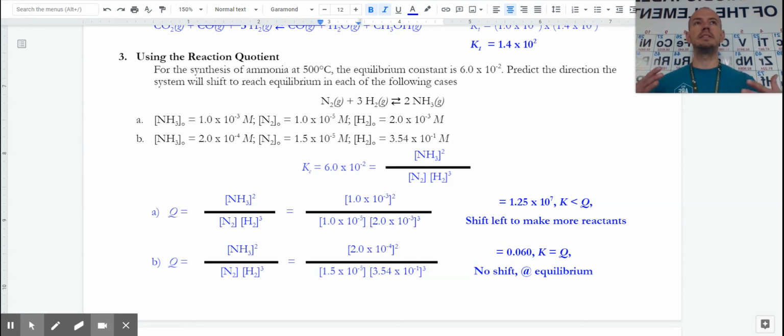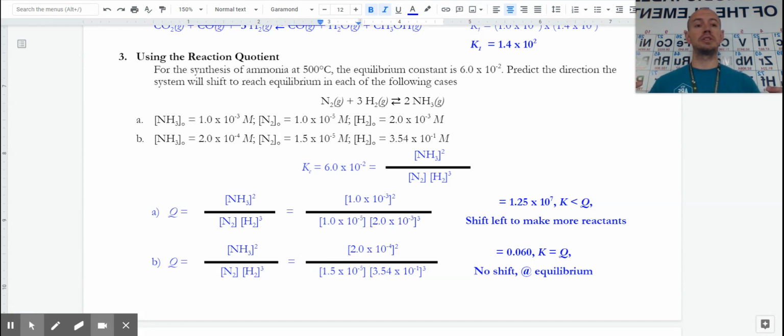It's possible to reach equilibrium with all sorts of different concentrations, really high, really low, and in between, as long as it comes out to that same value according to the law of mass action, and it does come out to that same value in this case. So we are at equilibrium. We don't need to shift.